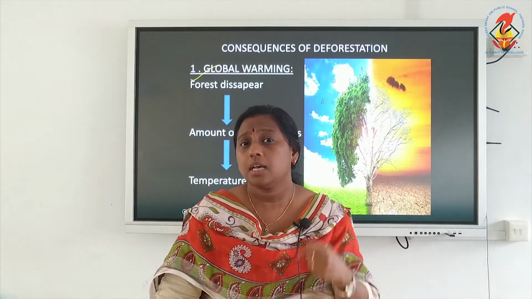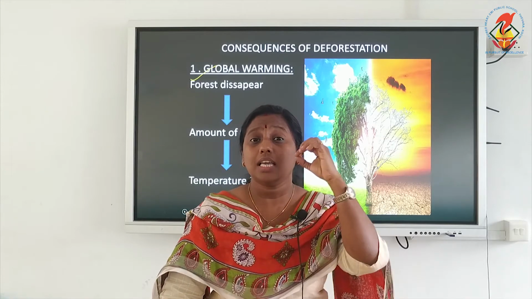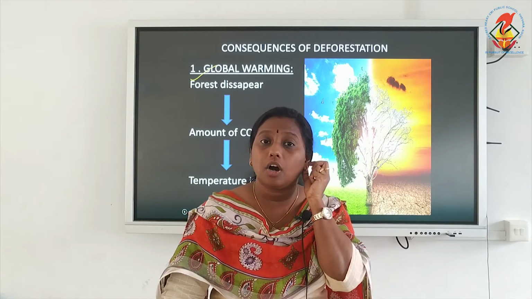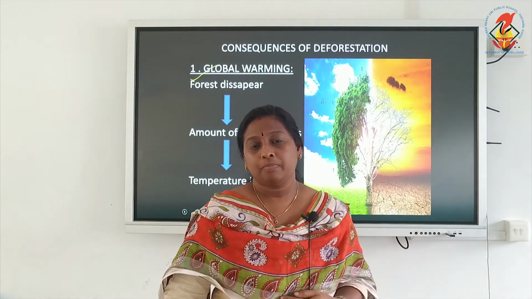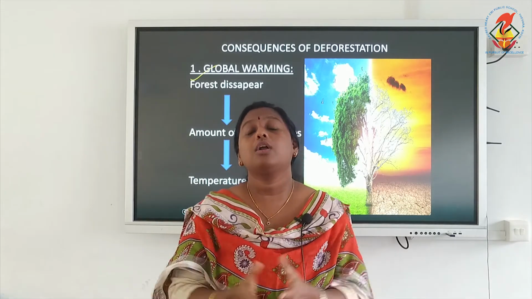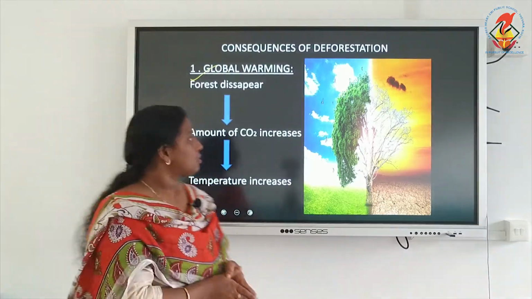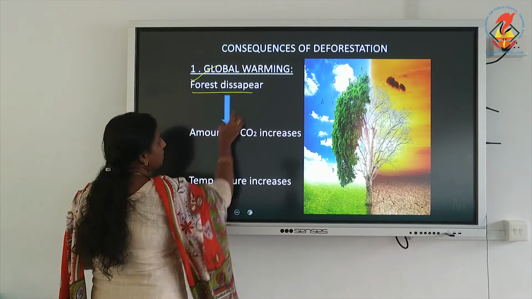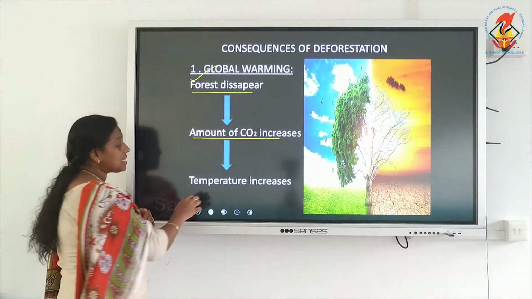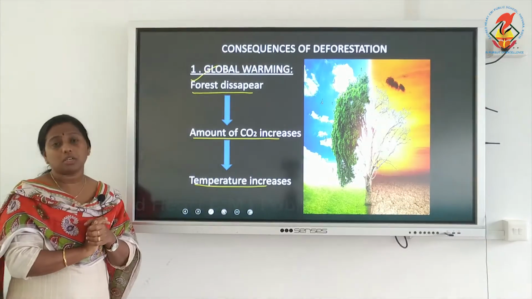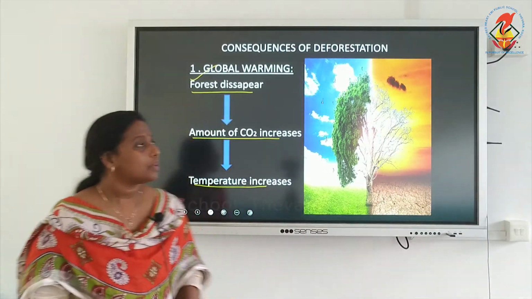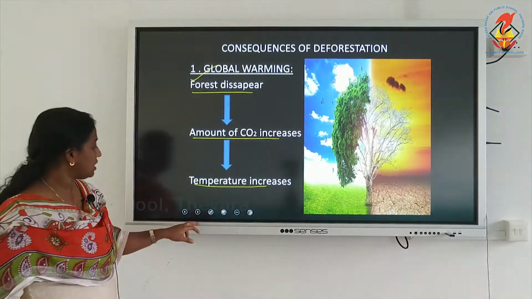In turn, what happens? This carbon dioxide directly increases the temperature of the earth through an effect called the greenhouse effect. The greenhouse effect is increased, thereby increasing global warming. So what happens here? When the forest disappears, it causes an increase in carbon dioxide, which in turn will increase the global temperature, and this is what is called global warming. Hope it is clear.